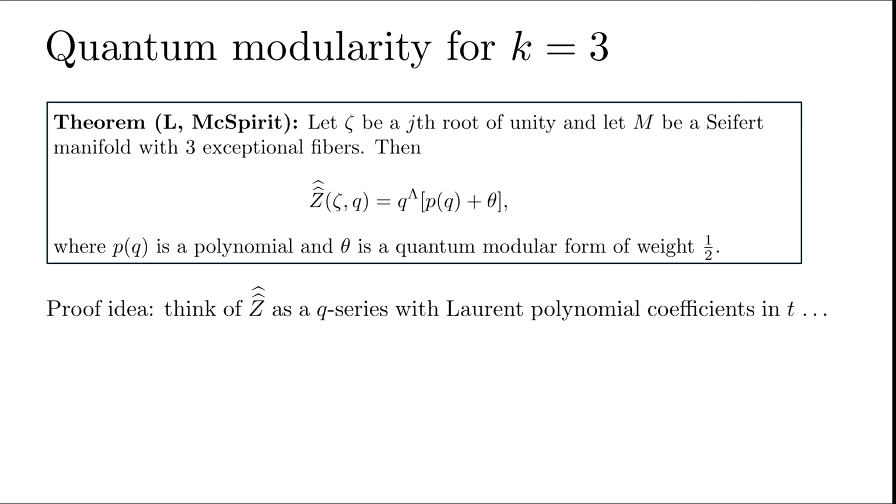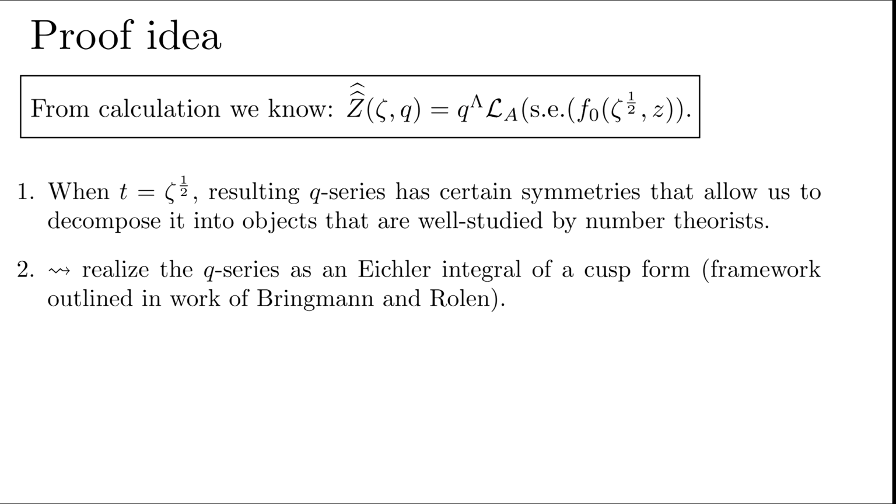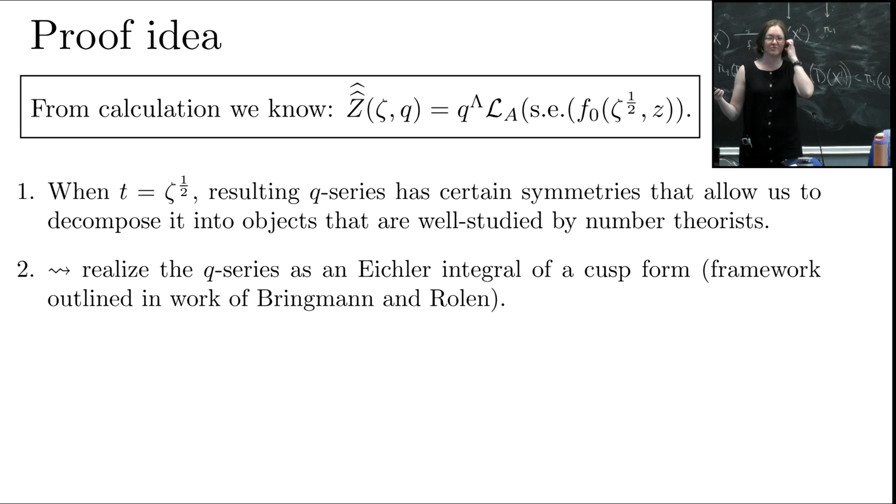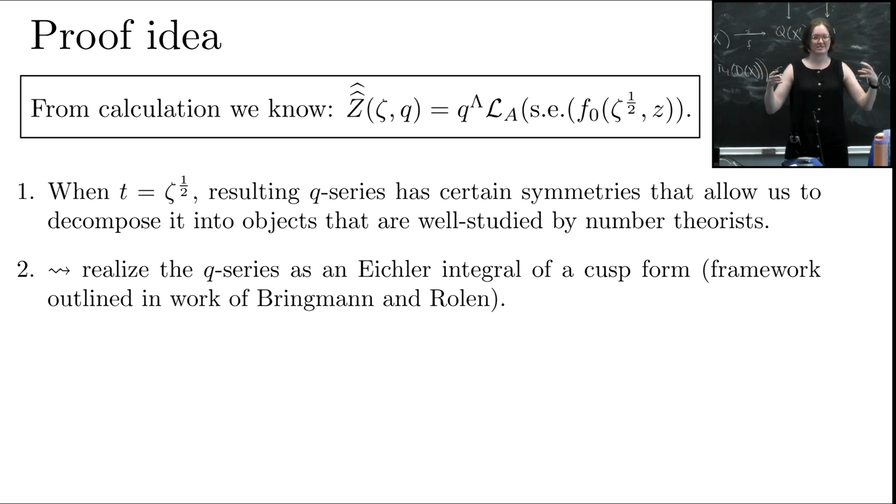And the proof idea here is that we think of the z hat hat series as a Q series with Laurent polynomial coefficients in T. And then when we do that, we find that the objects we're working with have these symmetries. Well, actually, we can decompose it into a sum of objects that have nice symmetries that allow us to use work of number theorists. And so when we do this, we can apply a known framework of Brinkman and Roland to realize this Q series as an Eichler integral of a cusp form.